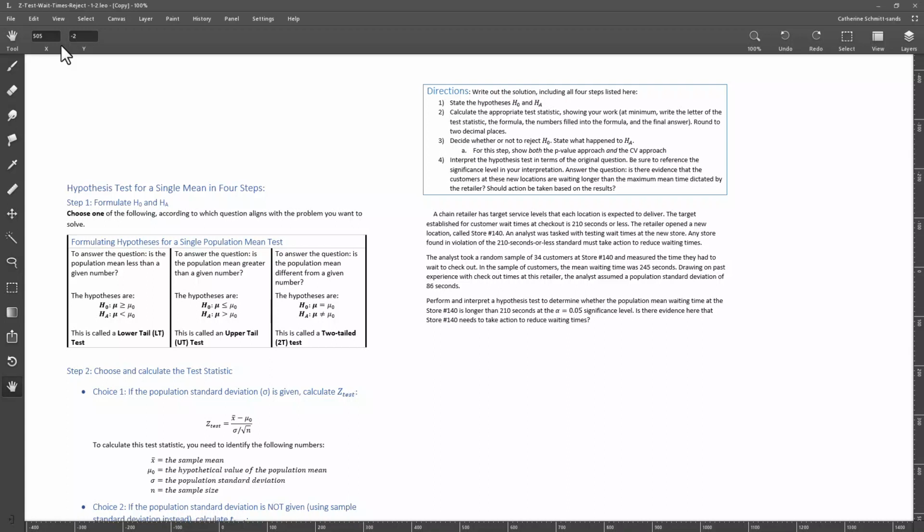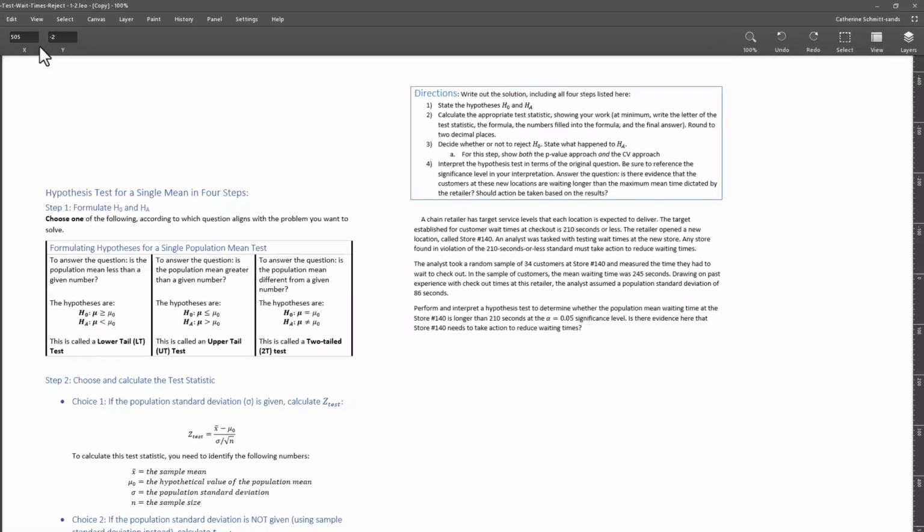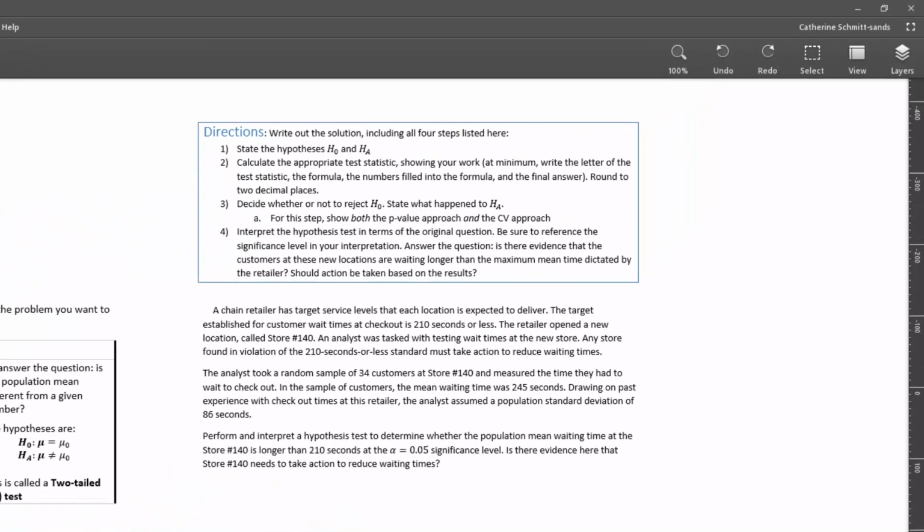In this video, we are going to go over a problem and how to solve it. The directions say write out the solution, including all 4 steps listed here. Step 1 says state the hypotheses H0 and HA, so that's the null hypothesis and the alternative hypothesis.